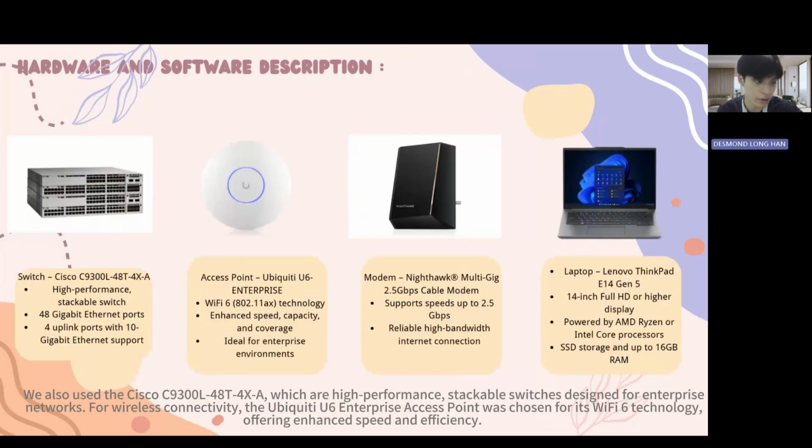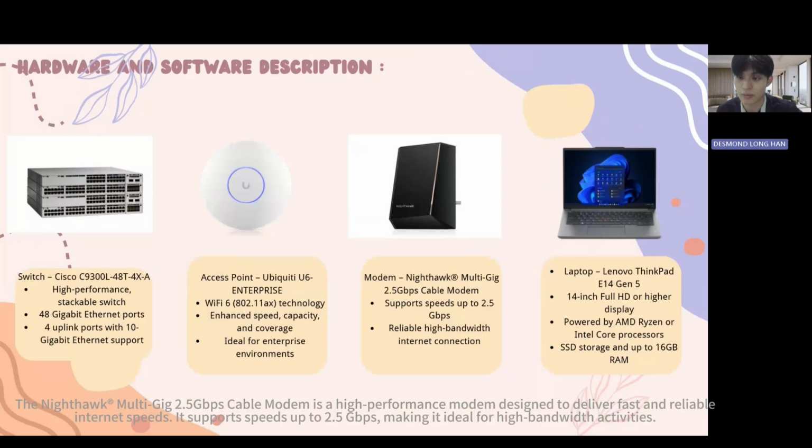We also use the Cisco C9300L-48T-4X-A, which are high-performance stackable switches designed for enterprise networks. For wireless connectivity, the Ubiquiti Enterprise Access Point was chosen for its Wi-Fi 6 technology, offering enhanced speed and efficiency. The Nighthawk multi-gig 2.5 Gbps cable modem is a high-performance modem designed to deliver fast and reliable internet speeds. It supports speeds up to 2.5 gigabits, making it ideal for high bandwidth activities.